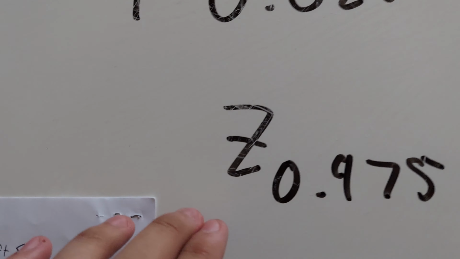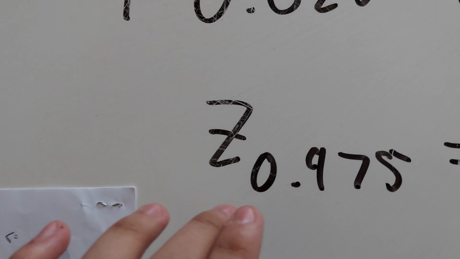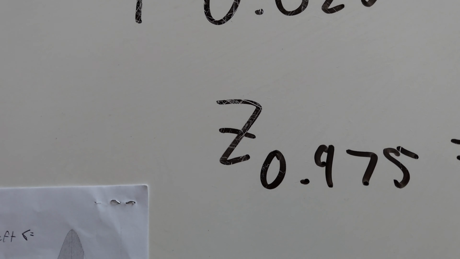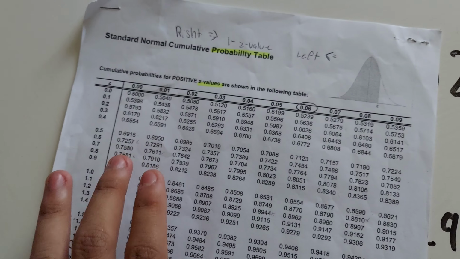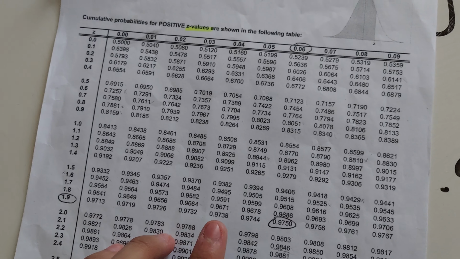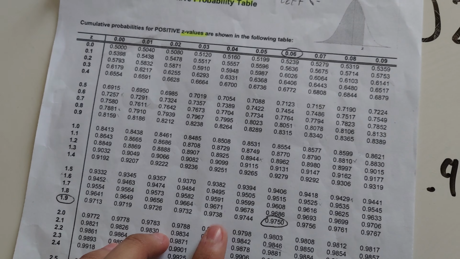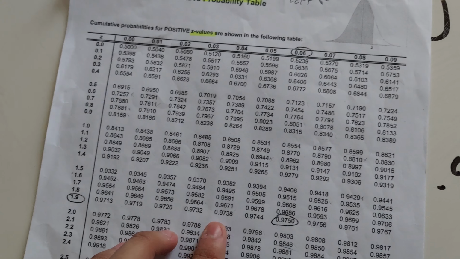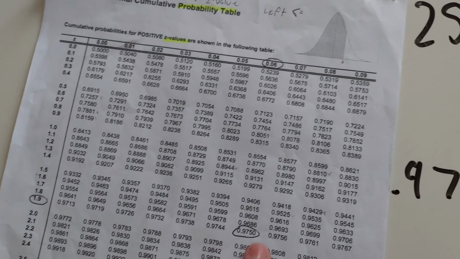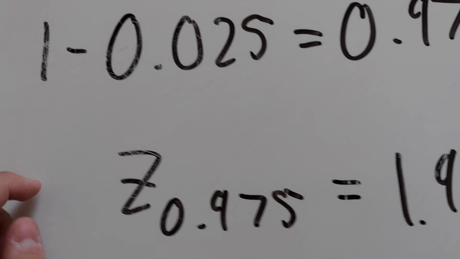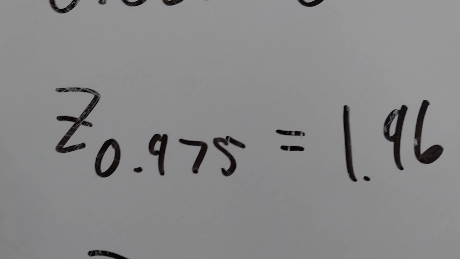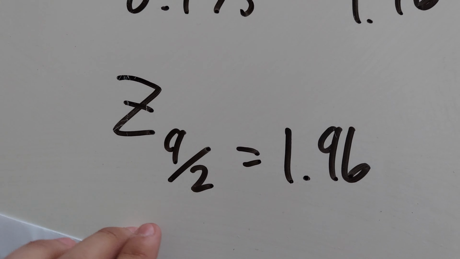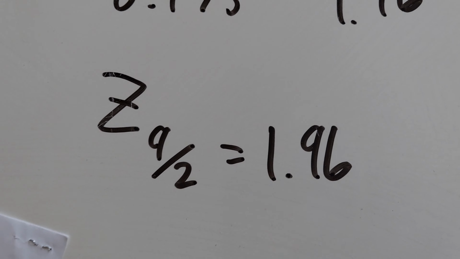Now we're going to get this z 0.975, and what we're going to do with that is look over here in the table, and we're going to look for as close as we can get to 0.975. So right here, as it's circled, it's 1.96. So z 0.975 is equal to 1.96. Therefore, z alpha over 2 is equal to 1.96.